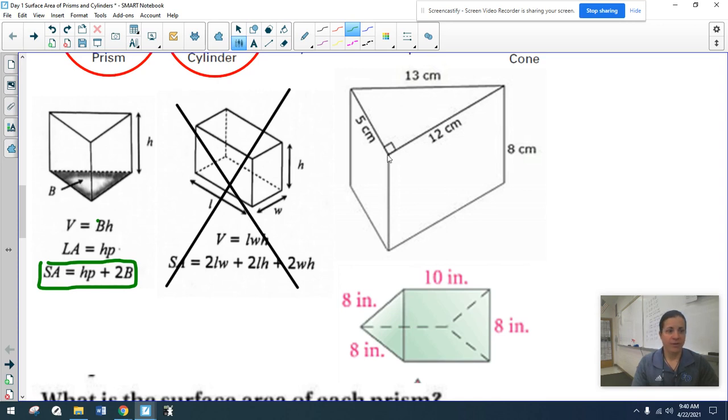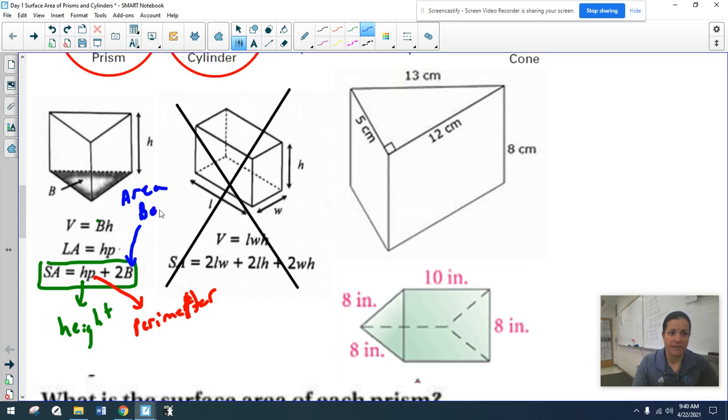So with this, for my surface area, we've got to figure out what all these letters mean. I'm going to do the height for the H, and then the P is going to be perimeter. I put the R in the wrong spot, you get what I mean, ignore that. And the capital B is going to be the area of the base, not just the base. So that'll be the area of the base.